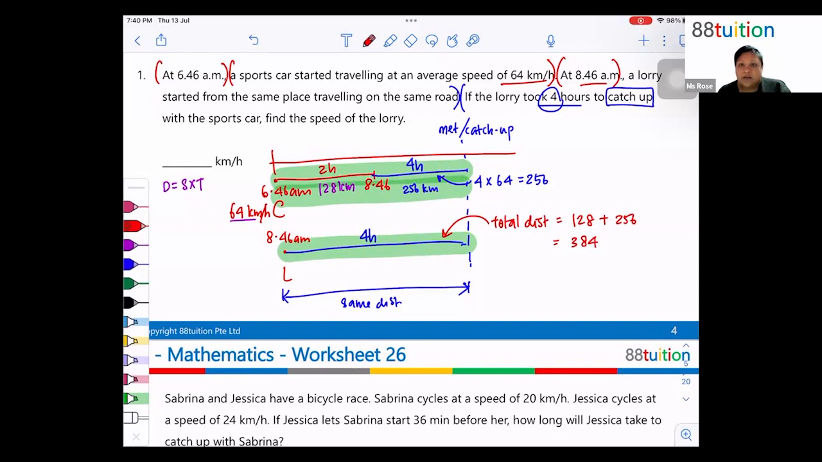Now, from here, will I be able to find the speed of the lorry given that the lorry took 4 hours to cover 384 kilometers? Yes, thank you, Brian. Good job, Hannah. Well done. Anyone besides Brian, can you find the speed of the lorry given the distance and the time? Sharon, you want to try? How do you find the speed of the lorry?